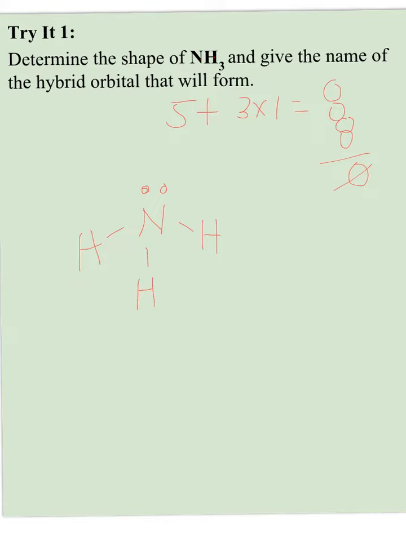So what is the shape of that? Well, if this lone pair was another atom, it would be tetrahedral, just like CH4. If there was no lone pair, then the hydrogens could spread out equally and be trigonal planar. But because there is a lone pair, those 3 hydrogens are going to get pushed closer together, and it's going to be called trigonal pyramidal.